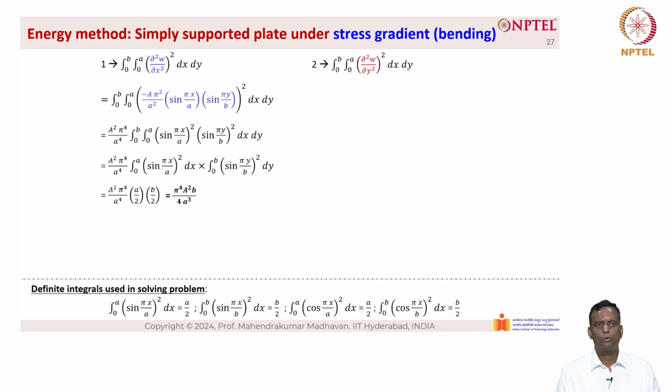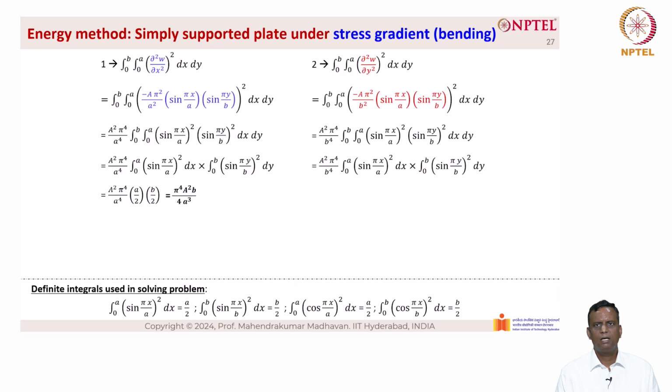And the second integral is 0 to b, 0 to a of dou square w by dou y square, the whole square, into dx into dy. Again, when we substitute it, we get an equation as you can see in the figure, and this can be written as a square into pi power 4 by b power 4 into integral 0 to a sin square pi x by a into dx into integral 0 to b sin square pi y by b into dy. So, we substitute the values a by 2 and b by 2 for the integrals, and we get the value pi power 4 into a square into a divided by 4b cube.